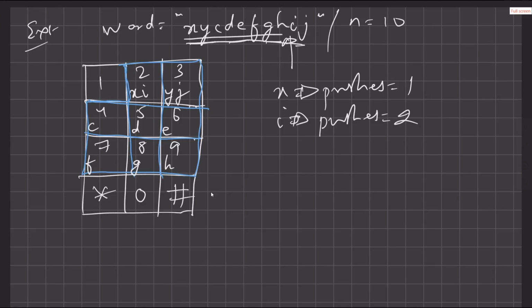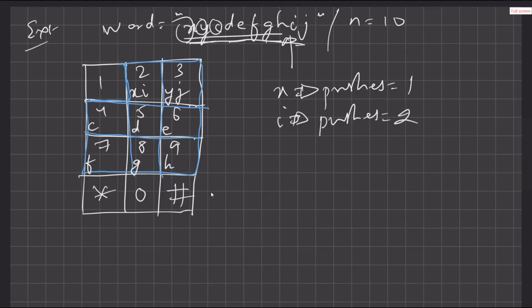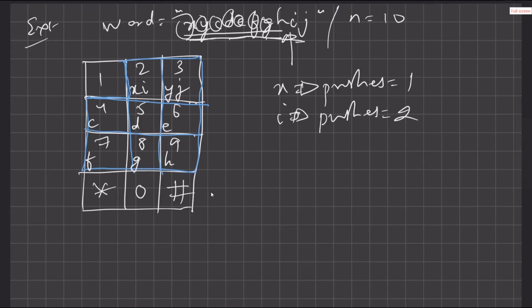So here if you see how many pushes are required, 1, 2, 3, 4, 5, 6, 7, 8, right? So 8 characters will be pushed just one time, and these two characters I and J will be pushed two times. So the answer is 12. So I think you guys are understanding, it's an easy problem. Since the word contains only distinct characters, it's very easy to understand.